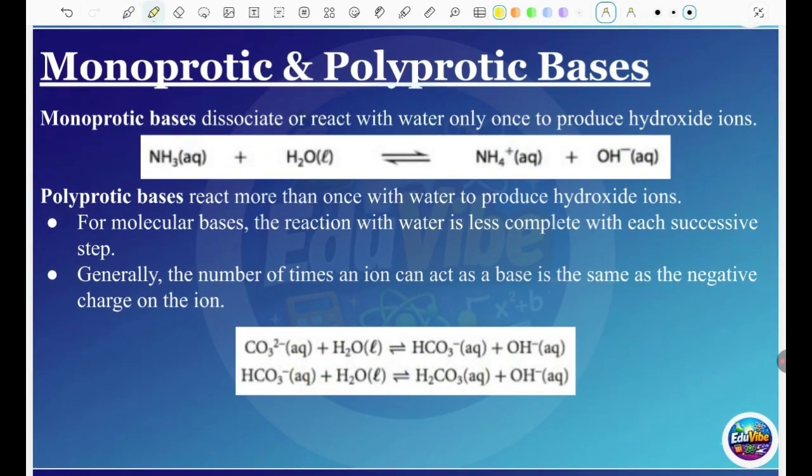In this, we have to do the dissociation. Monoprotic bases dissociate or react with water only once to produce hydroxide ions. Polyprotic bases react more than once to produce hydroxide ions. For molecular bases, the reaction with water is less complete with each successive step. Generally, the number of times the ion reacts is the same as the negative charge on the ion. So it's not a table. You just have to know about the monoprotic and polyprotic bases and acids.